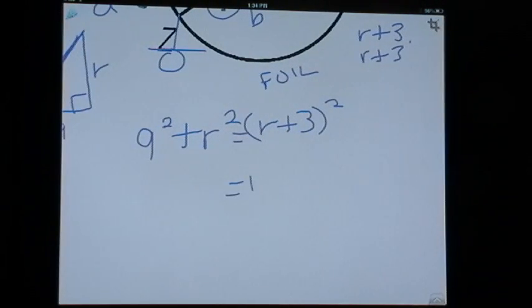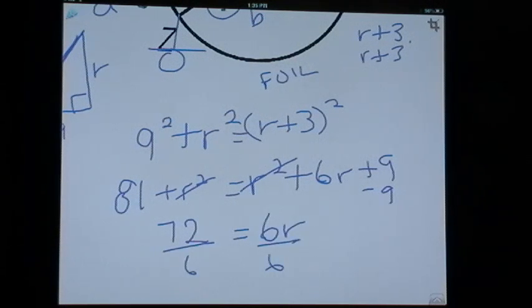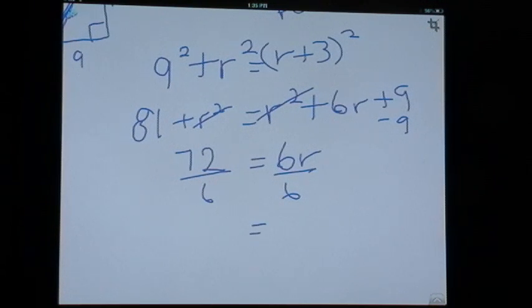So we've got r squared plus 6r plus 9 is equal to 9 squared, which is 81, plus r squared. Now, this looks like it could be a quadratic, but when you subtract r squared from both sides, it cancels. And so we're going to move our 9 to the other side, and we get 72 on this side, and we have 6r over here. So we divide both sides by 6, and we get 72 divided by 6, which is 12. So r is equal to 12.